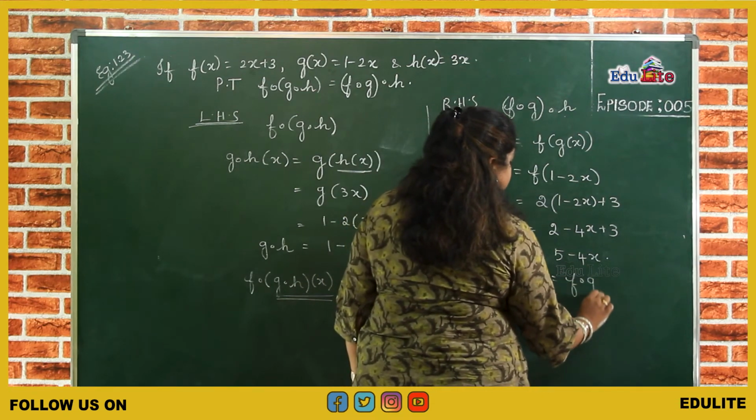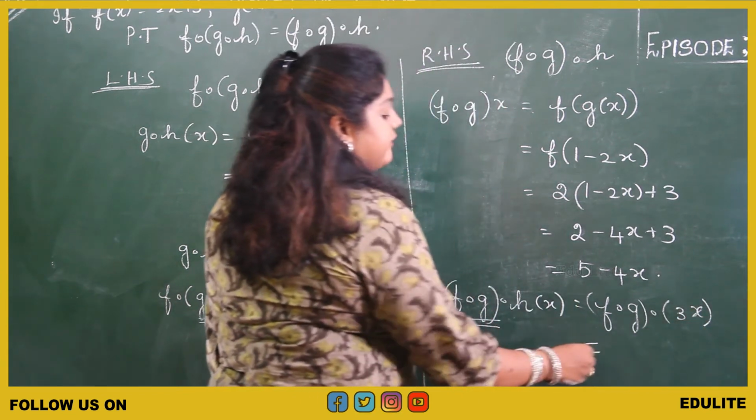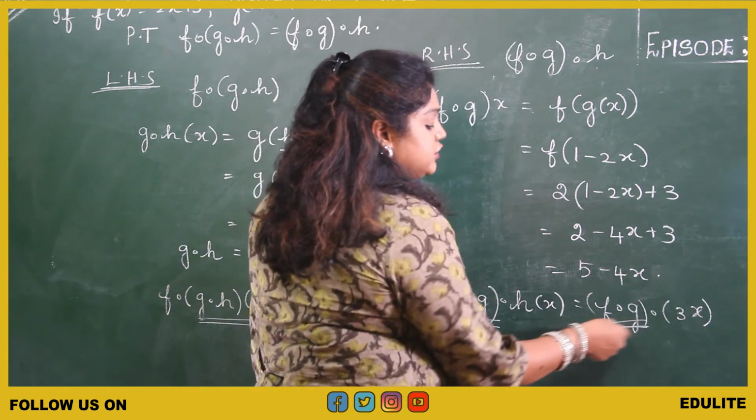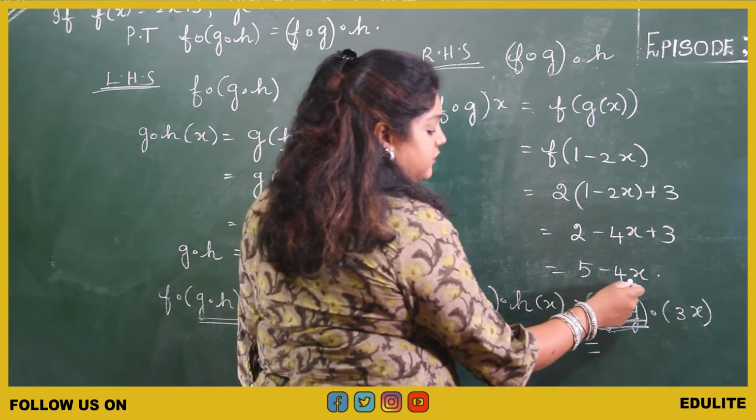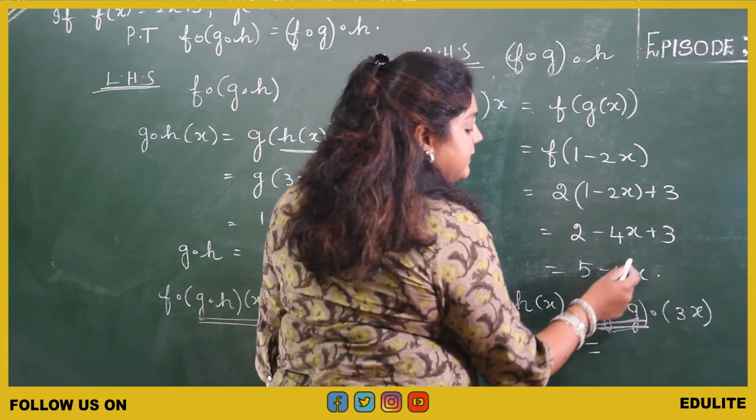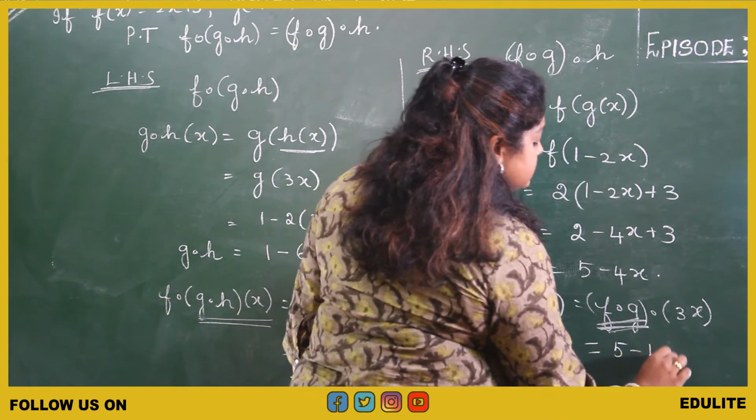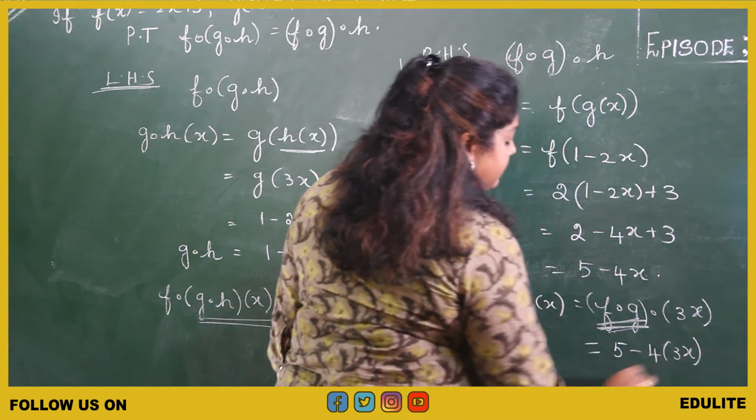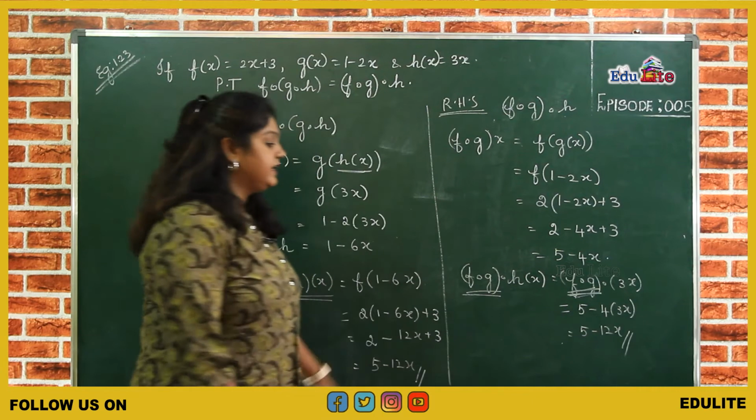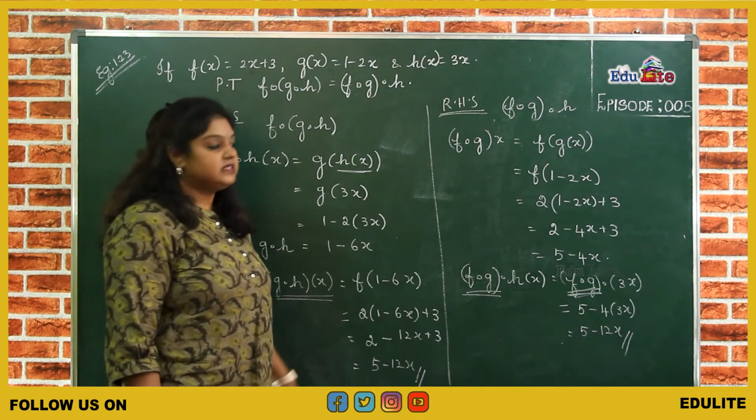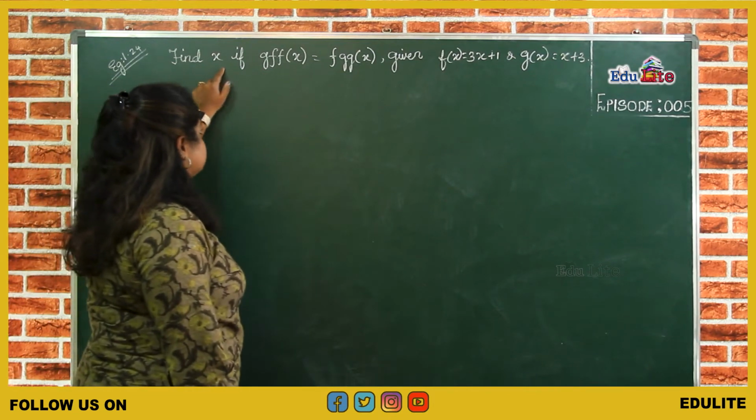F composite g, h of x value is 3x. Now what we have to do is use the function of f composite g. F composite g function is 5 minus 4x. So in place of x we have to substitute 3x. So 5 minus 4 into 3x. Therefore 5 minus 12x. So the left hand side and the right hand side are equal. Hence it is verified.